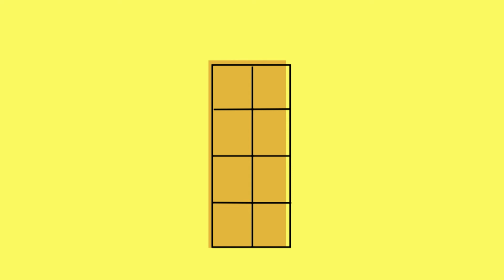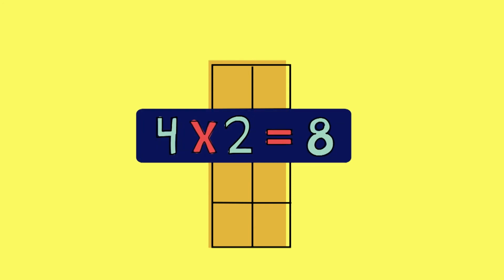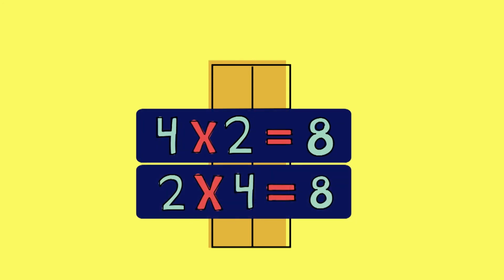Oh, very nice. The array is still arranged in the same number of groups. We didn't add any tiles. We also didn't take any tiles away. This time, there are 4 rows. And we have 2 in each row. We can represent this as 4 times 2 equals 8. Did changing the arrangement of the tiles change the total?